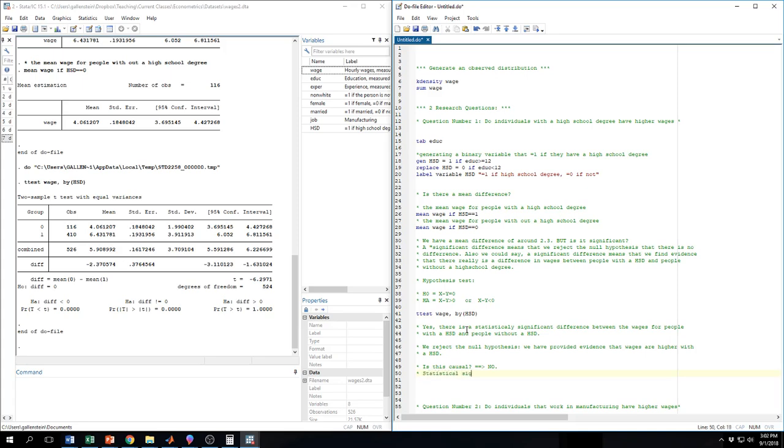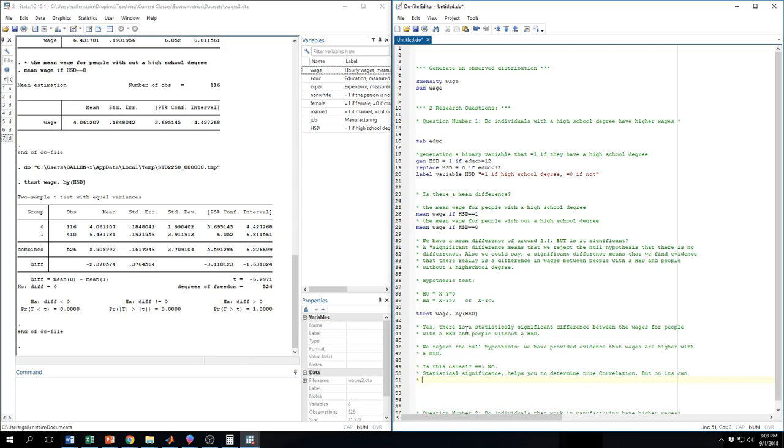Statistical significance helps you to determine true correlation, but on its own, it does not tell you anything about causation.